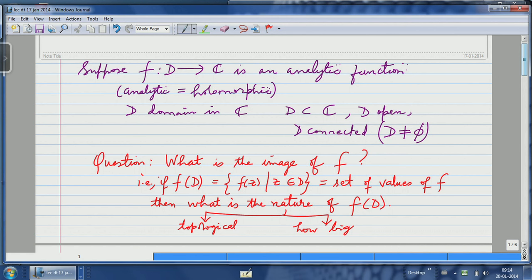So let's continue with whatever we were doing. Let me very briefly recall what we have been seeing. We've been asking this question as to what the size of the image of an analytic map will be. Basically, you have an analytic function.